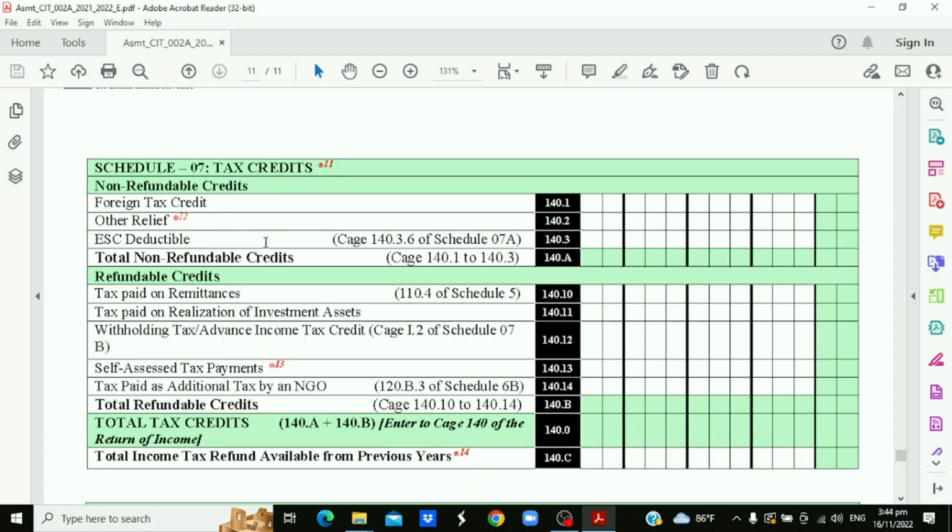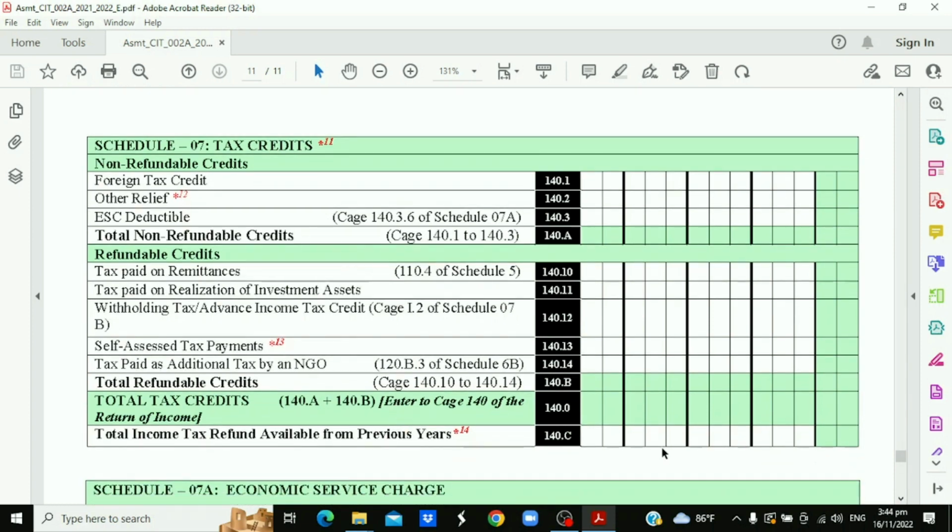So very specific things may be applicable. If you are going to do this, you have to provide the details. But some people just put in a value, for example if there are refunds available from the previous period, they put that amount on other relief. That is not the correct way. If there are refunds available from the previous period, there is a separate place to mention it; 140.c is allocated for this. Once you enter the value under C and try to reduce the tax liability, it won't happen. Why? This is just a declaration to the department.